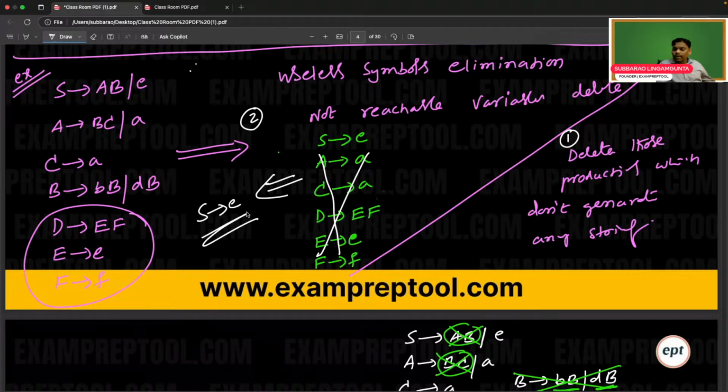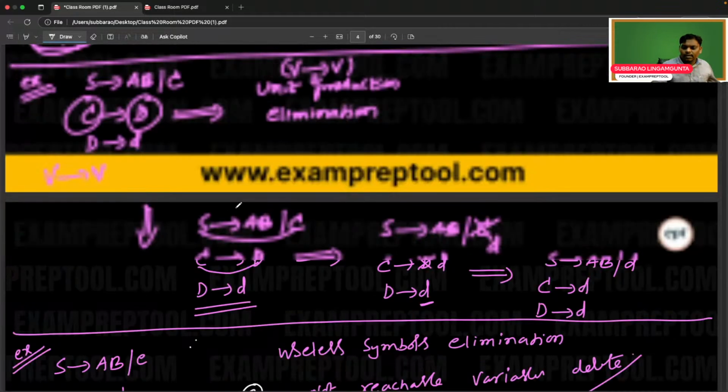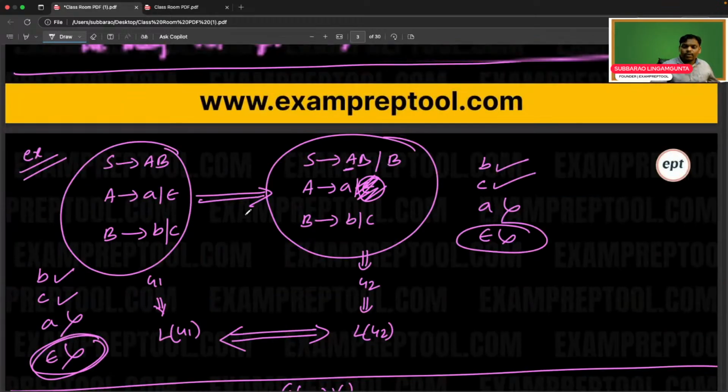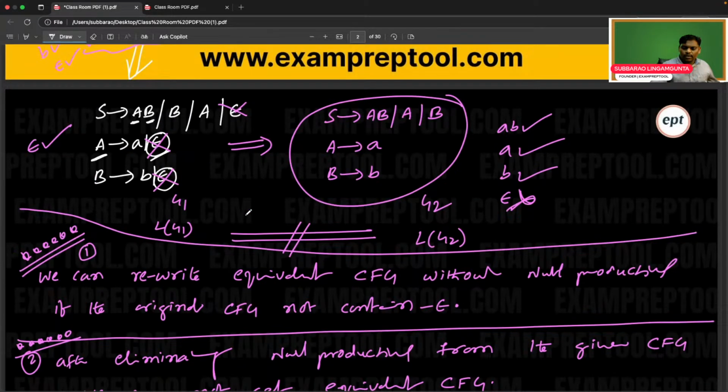Otherwise, you don't get the simplified grammar. In the useless symbol elimination, there are two steps. Productions which don't generate anything, delete them. Next, the not reachable ones, also delete. Then you will get the simplified grammar. I said individually, please be careful. I said individually.